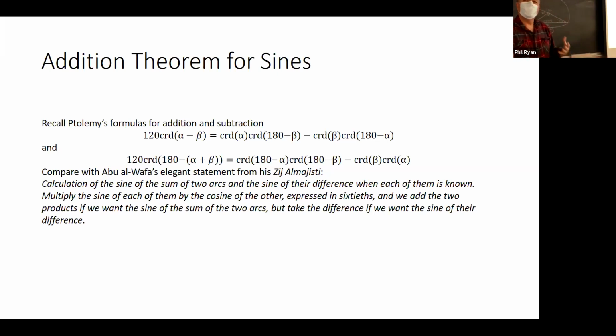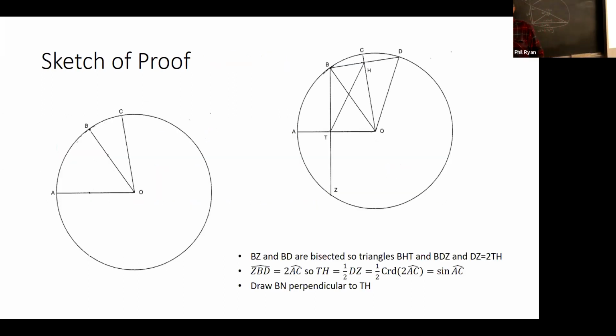So his formula was also simple because he was using a reference circle of radius 1. When he says here, expressed in 60ths, that just means that he's using numbers in base 60. It's nothing to do with what the reference radius is. And so let's just have a little look at his proof. Right, so let's just look at addition.